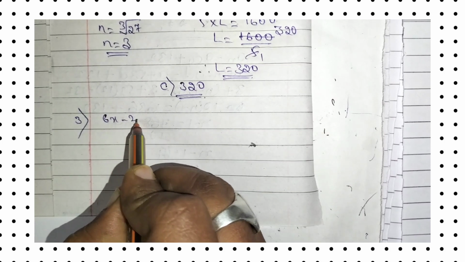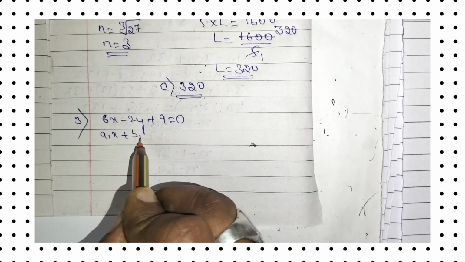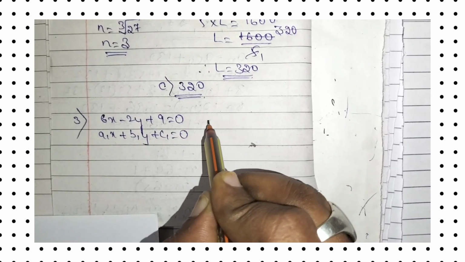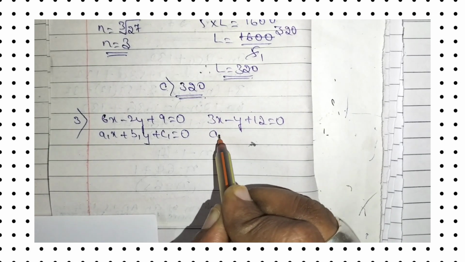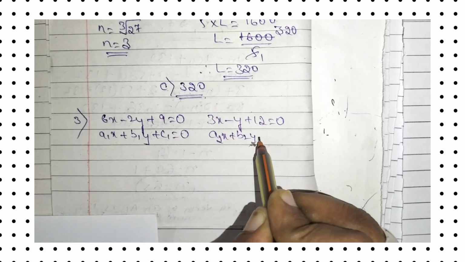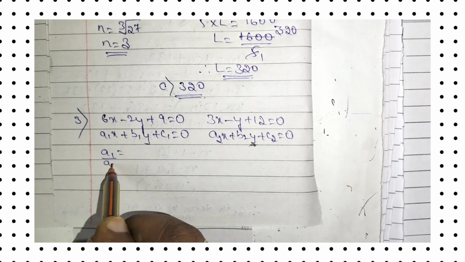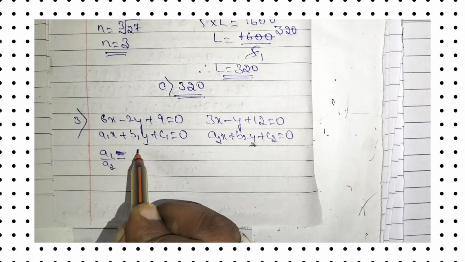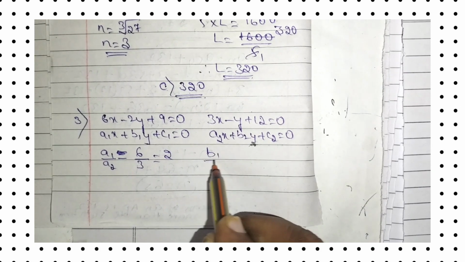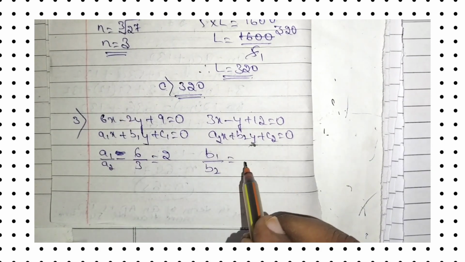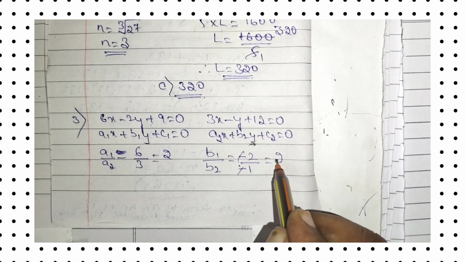So 6x minus 2y plus 9 is equal to 0. A1x plus B1y plus C1 is equal to 0. One more equation, 3x minus y plus 12 is equal to 0. So, a2x plus b2y plus c2 is equal to 0. Now, let us find a1 by a2. A1 is 6 and a2 is 3. So, 3 ones are 3, 3 twos are 6, which is 2. Then, b1 by b2. B1 is minus 2 and b2 is minus 1. So, minus minus cancel, 2 by 1 is 2.